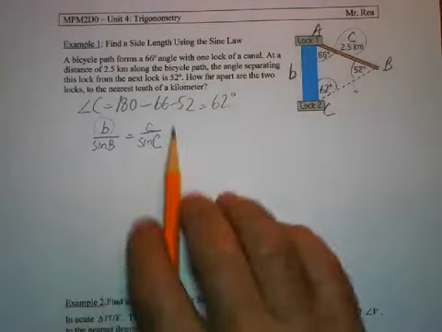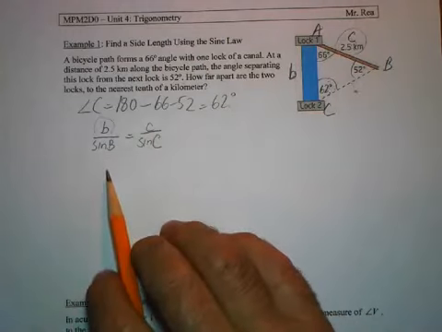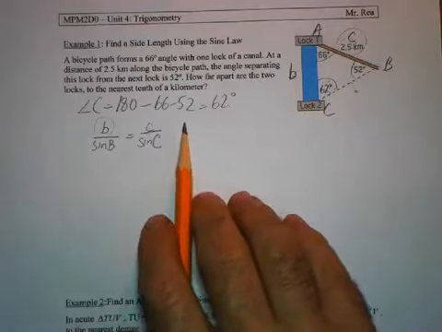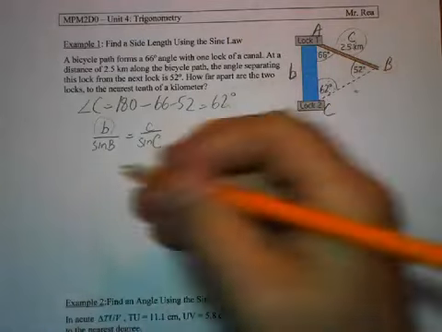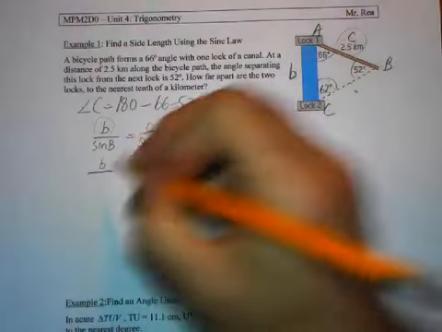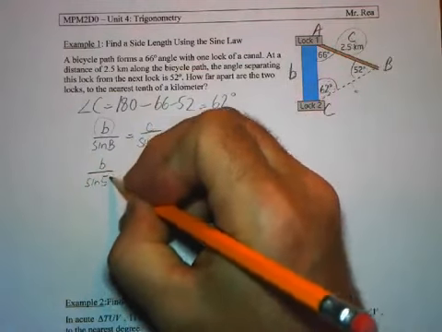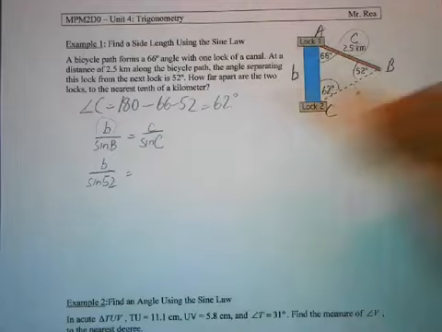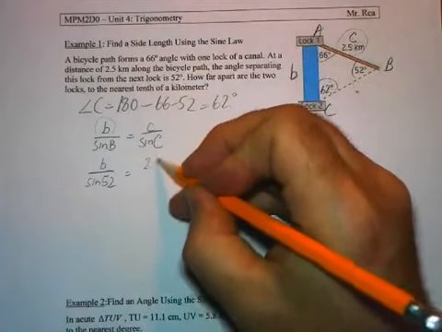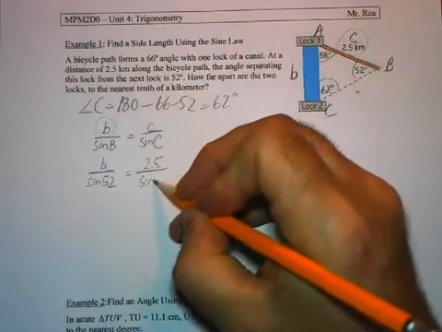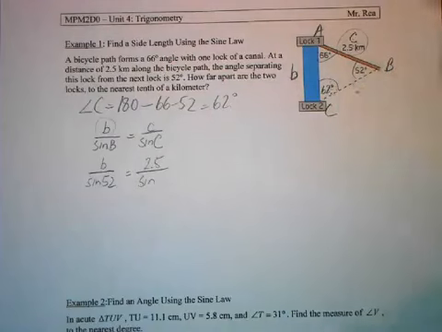Okay, so there's the ratio we're going to use. At this point, I'm just going to plug in the values we know. So b is still what we're looking for, and then angle B is 52, so that's sine 52, is equal to side c, which is 2.5, over sine of angle C, which is 62.